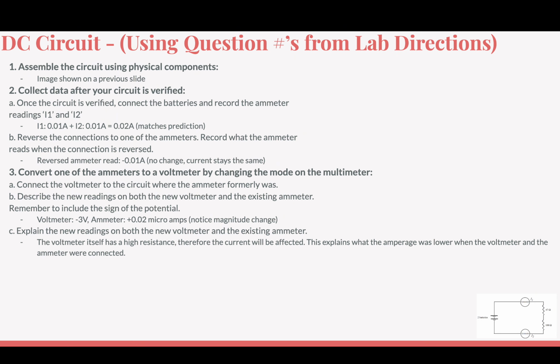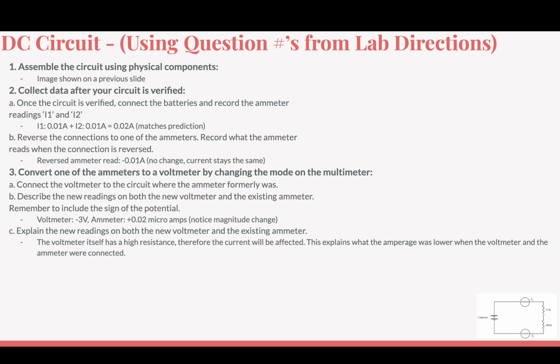First, assemble the circuit. After connecting both the ammeters, I1 read 0.01 amps and I2 read 0.01 amps, which added to 0.02 amps, which matched the initial condition prediction. After reversing one of the ammeters, it read negative 0.01 amps. This is no change. The negative sign is only due to a directional change.